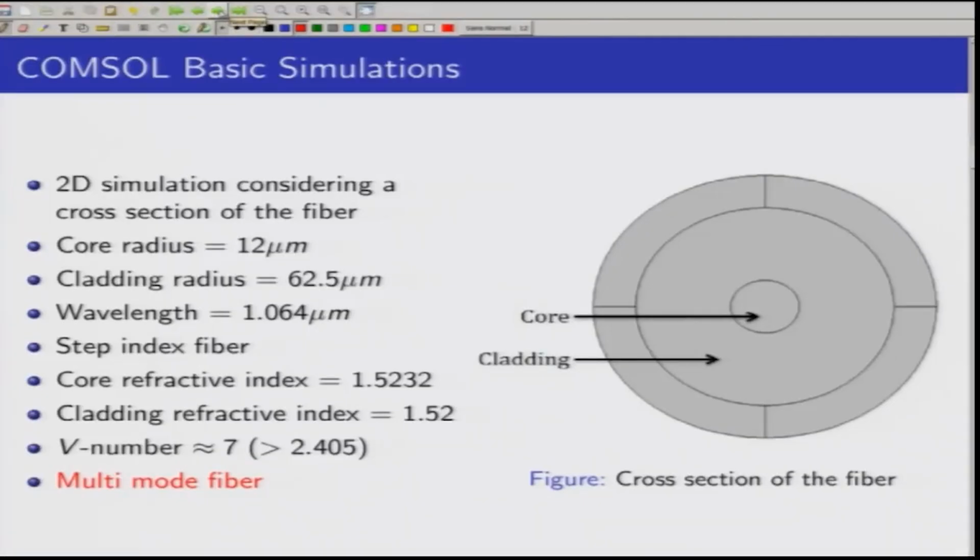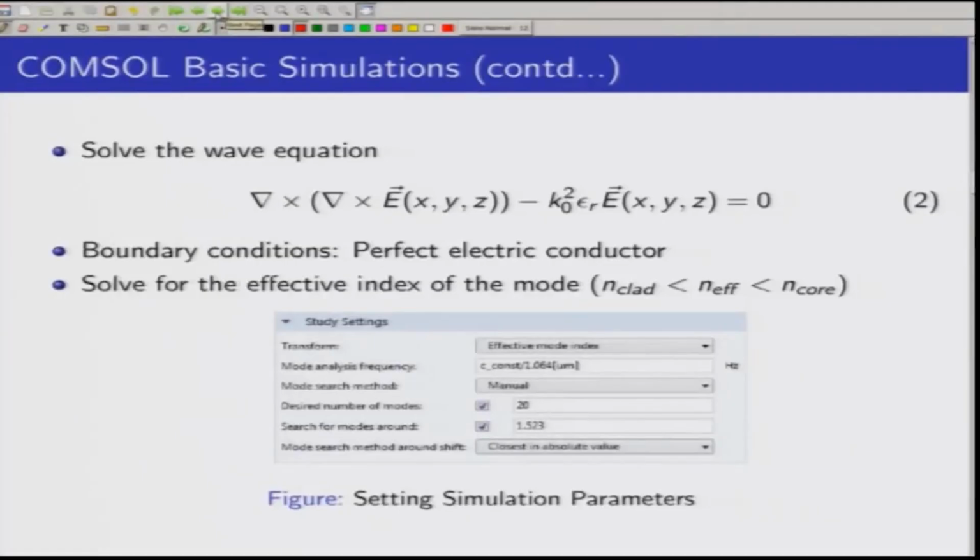So, now we have defined the geometry and also defined its properties. Now, we have to set up the problem in COMSOL. For that, we need to say what we are going to solve. We are going to solve the wave equation, given here in equation 2, and apply a boundary condition of a perfect electric conductor. But the question is, what are we going to solve for? We are going to solve for modes, and the property of the mode that we are going to solve for is the effective index of the mode.